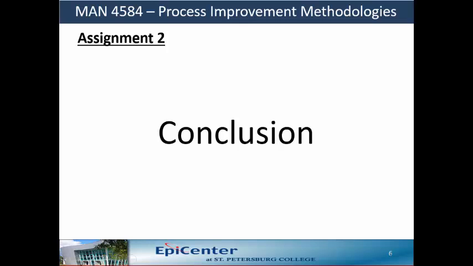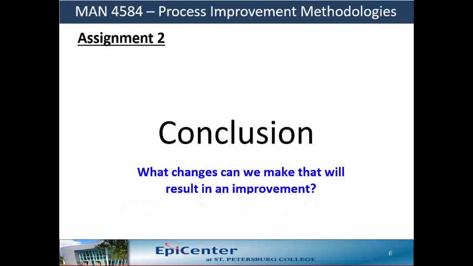In conclusion, assignment 2 is the analyze phase of the DMAIC model, which includes 3 types of analysis: waste or non-value add activities, process analysis, and root cause analysis. Therefore, we are increasing our knowledge in order to answer the question dealing with what changes can be made that will result in an improvement.